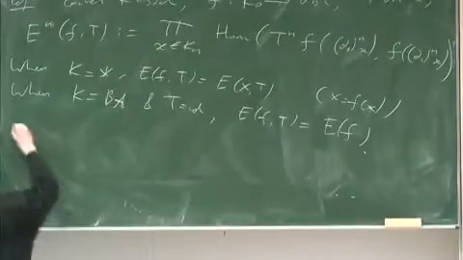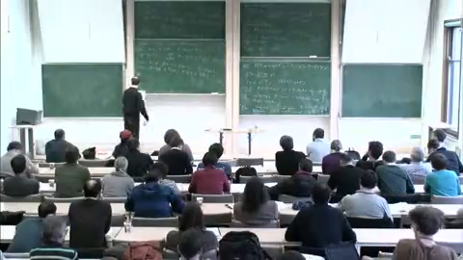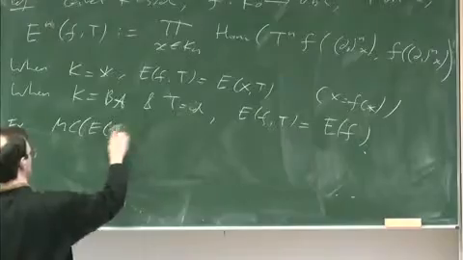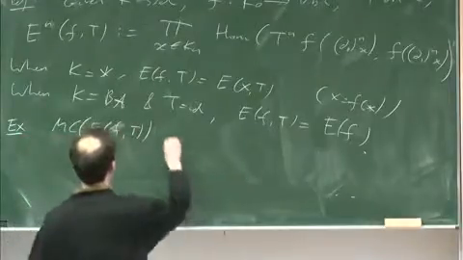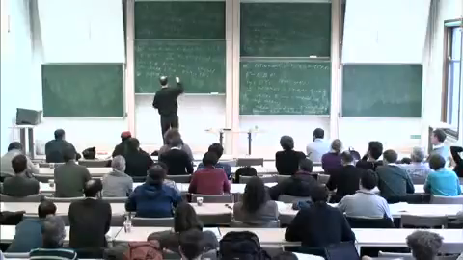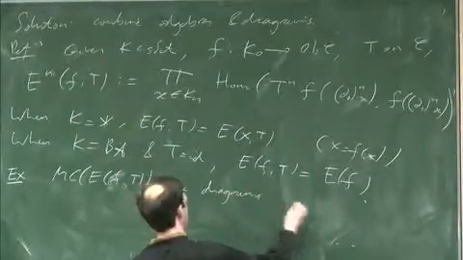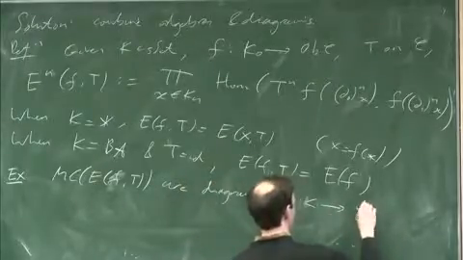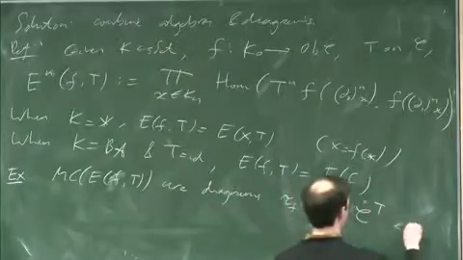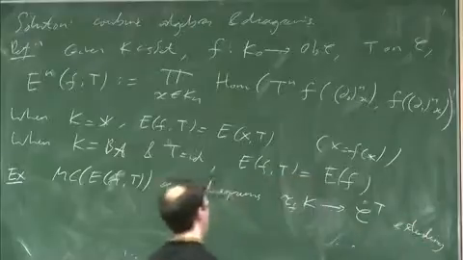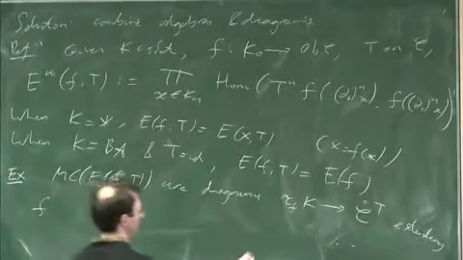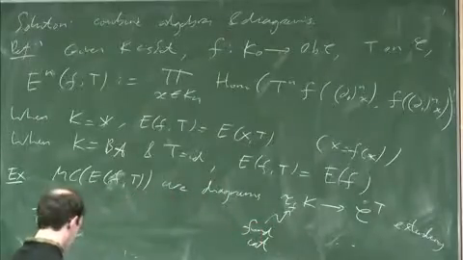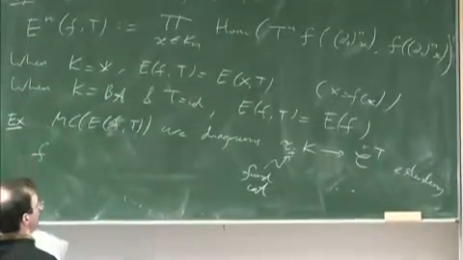And then we have an exercise which is the same as the previous ones. So the Maurer-Cartan elements of this thing, of E F T, are diagrams from the fundamental category of K to the category of algebras in T, extending F. So that's the fundamental category. And so then that means, so define.